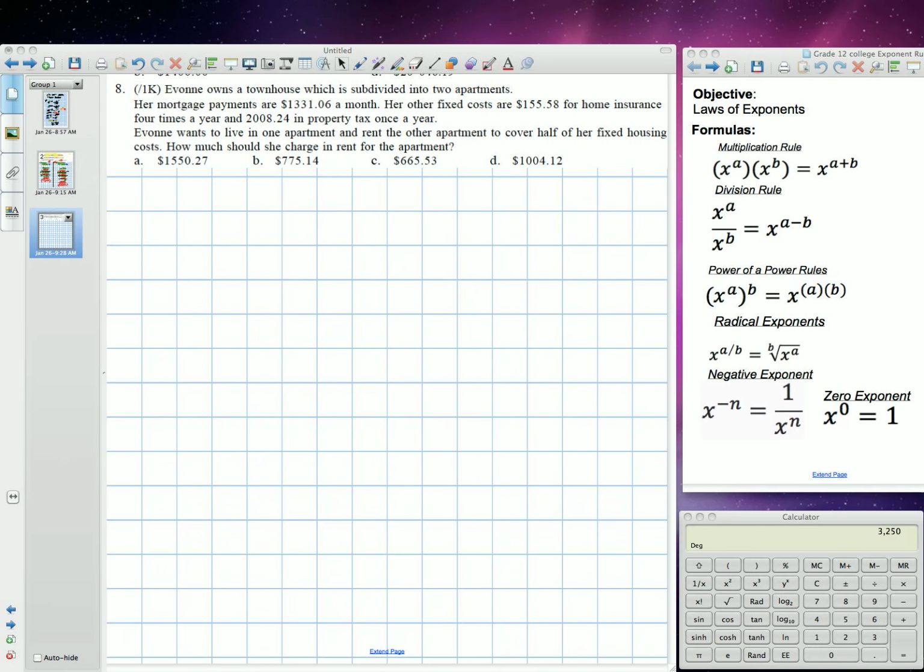Yvonne owns a townhouse which is subdivided into 2 apartments. Her mortgage payments, it says her mortgage payments are $1,331.06 a month. Okay, so this is again an expense of hers. She has to pay $1,331.06 a month. Okay, it's important we figure out when she makes these payments, what the time frame is.